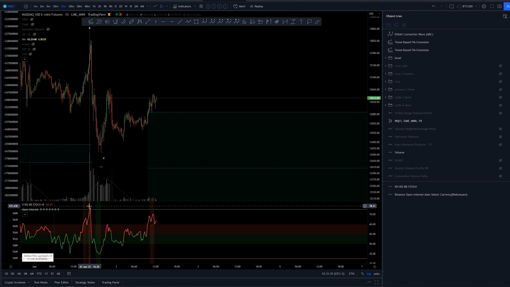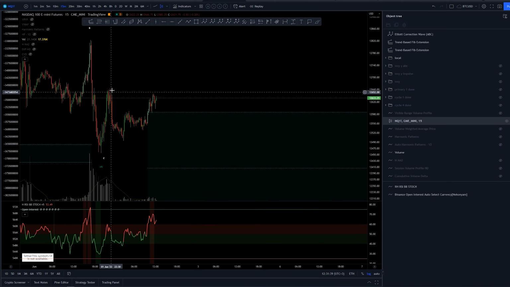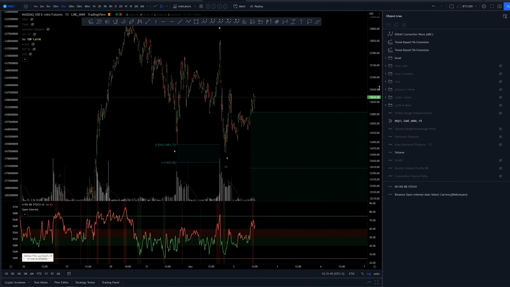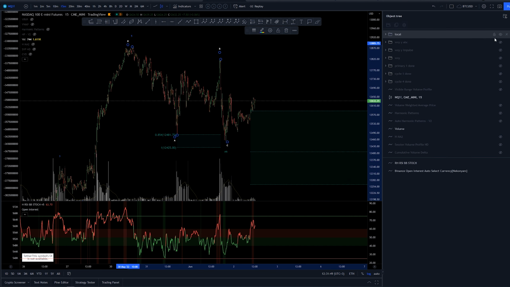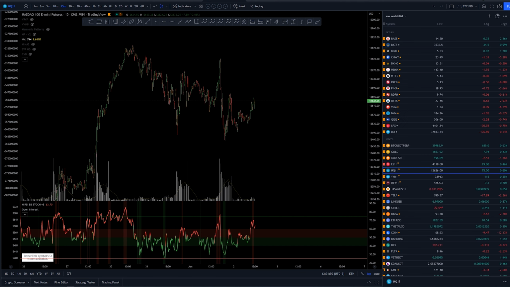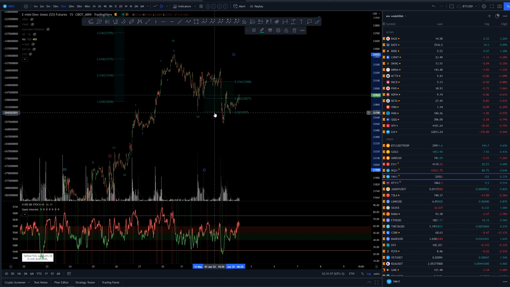Higher RSI on this one than this low or this high. We have a bearish divergence here then, so we could be looking for some kind of dump here. That's pretty much everything on NASDAQ. Let's check out the Dow Jones. Most likely pretty similar structures here.